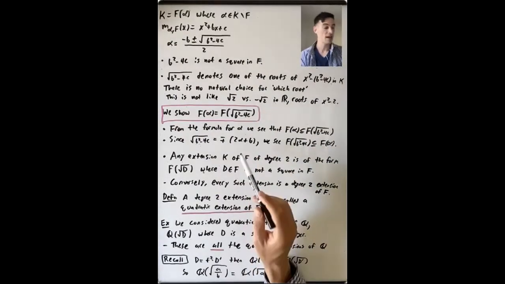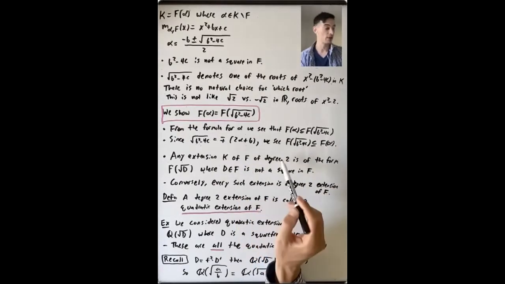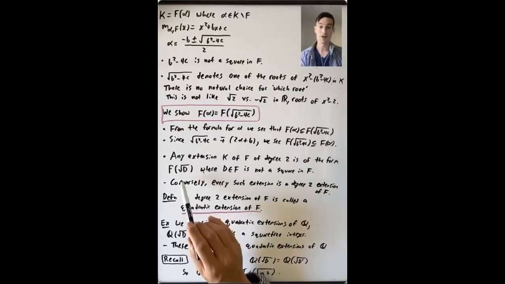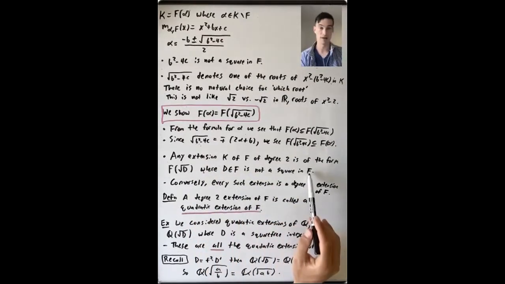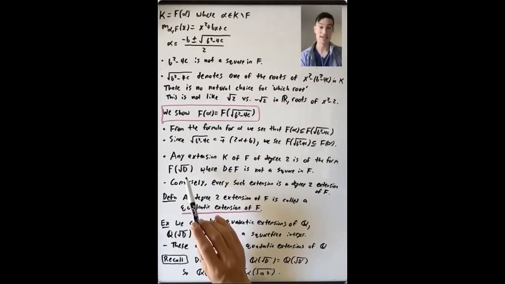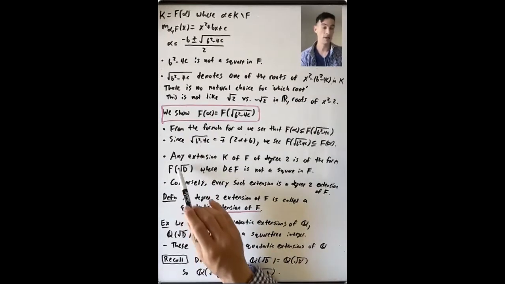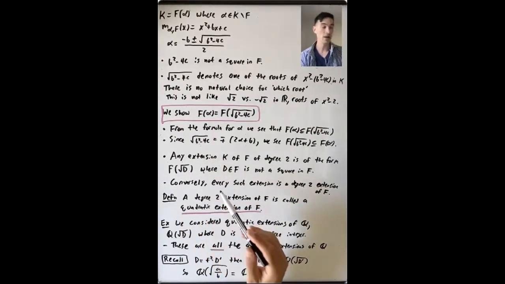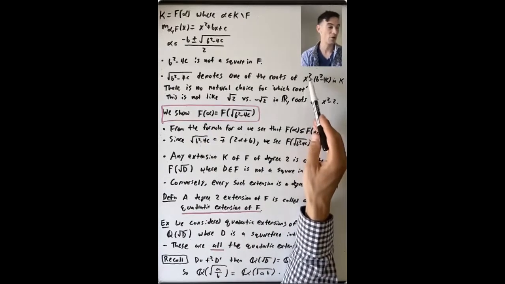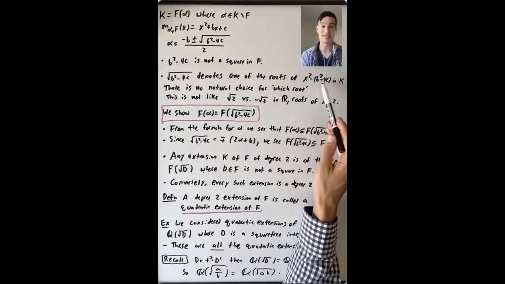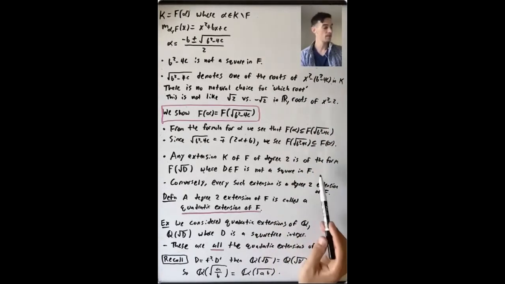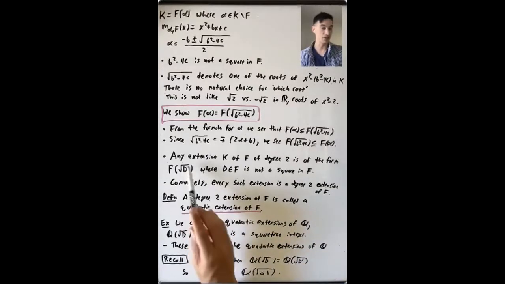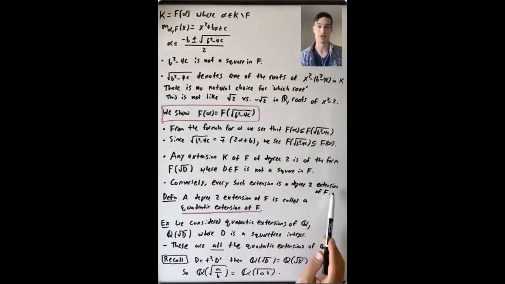So what we're seeing is that any extension K of F of degree 2 is of the form F adjoin square root of D, where D is an element of F that's not a square in F. And conversely, if you have an element D in F that's not a square in F, what does it mean, square root of D? Well, it means it's the root of the polynomial x squared minus D in some extension of F. So every extension of this form gives you a degree 2 extension of F.